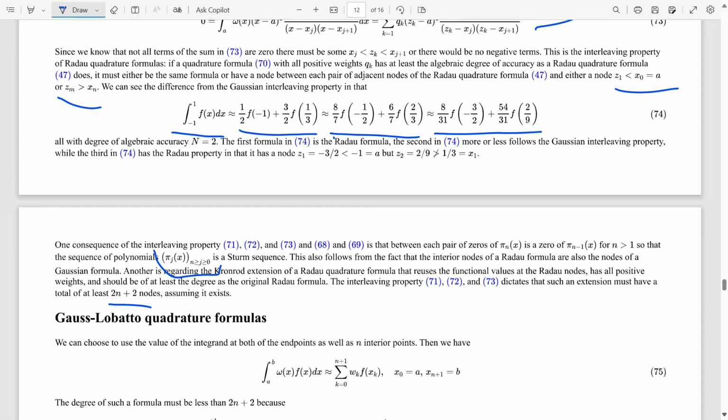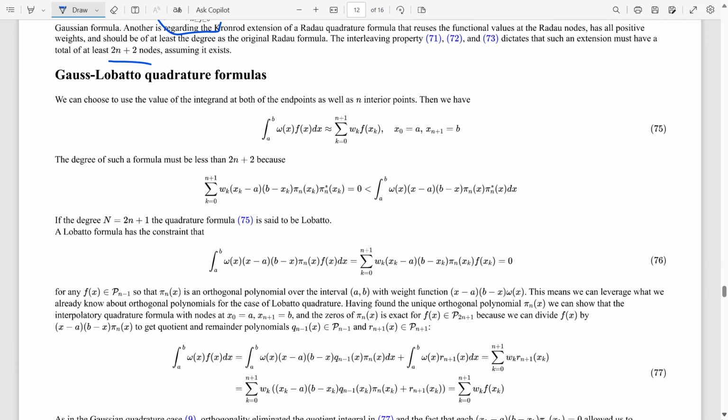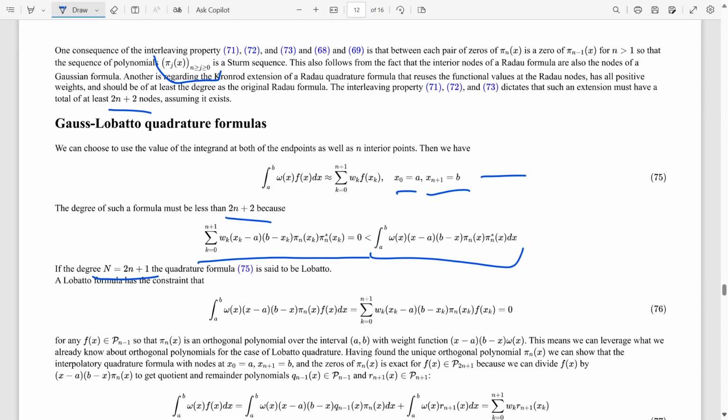Now we consider formulas that use both endpoints as nodes. The degree of such a formula, so here's our formula. The left endpoint is x naught, and the right endpoint is xn plus 1, so there's n plus 2 nodes. The degree of such a formula must be less than 2n plus 2, because the quadrature formula says that this integral is 0, whereas it's necessarily positive. If the degree is 2n plus 1, the quadrature formula is a Lobatto formula.